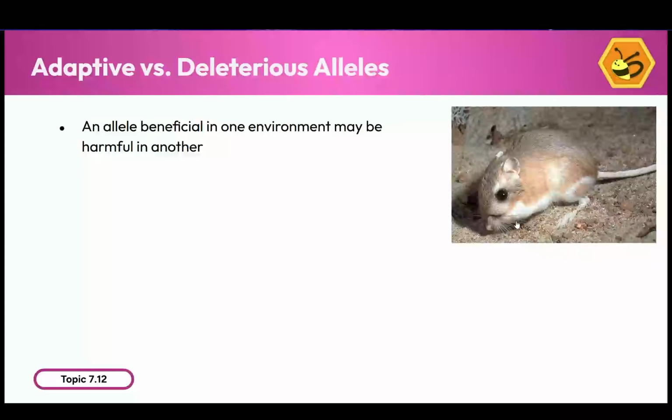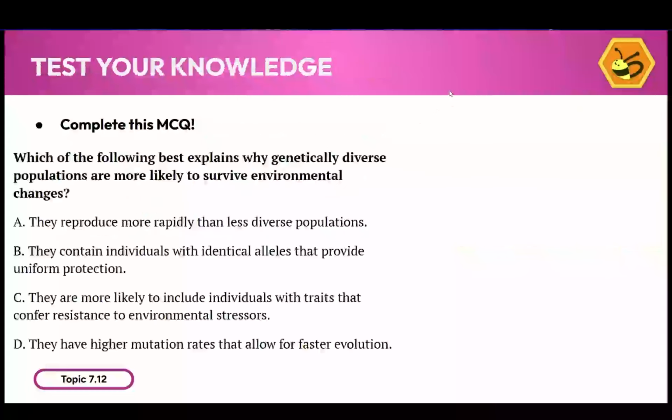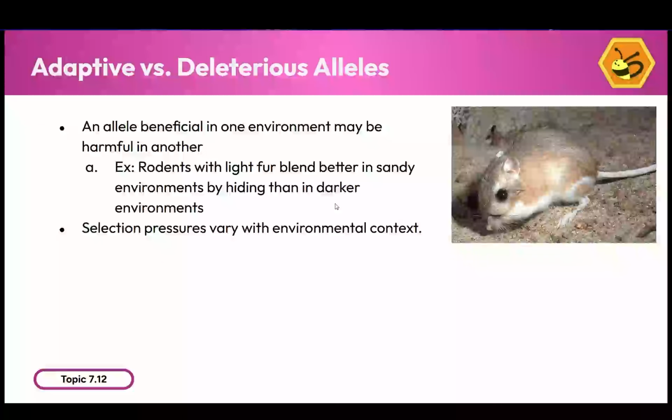All right, so adaptive versus deleterious alleles. An allele can be beneficial in one environment but harmful in another. An example is a rodent with light fur, which blends better in sandy environments than in dark environments. So that's why an allele is good in one environment but harmful in others, and that's why selection pressures vary with the environmental context. All right, any questions about the slide so far? If not, I'll move on to the next test your knowledge.